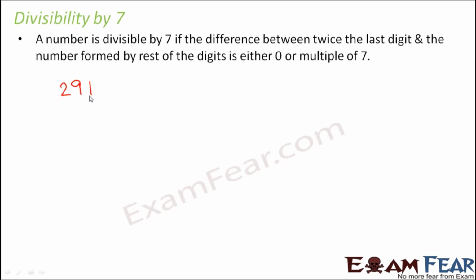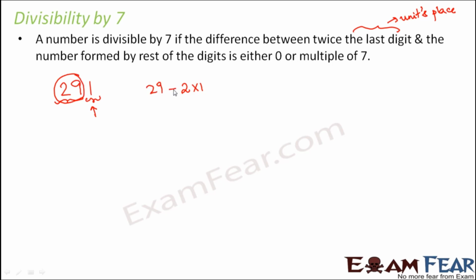Let us suppose we take the example of the number 291. What we need to do in this case is find the difference between twice the last digit and the rest of the number. Which is the last digit? The digit at its units place, that is the ones place. So twice this digit is 2 into 1. And the number formed by the rest of the digits is 29.